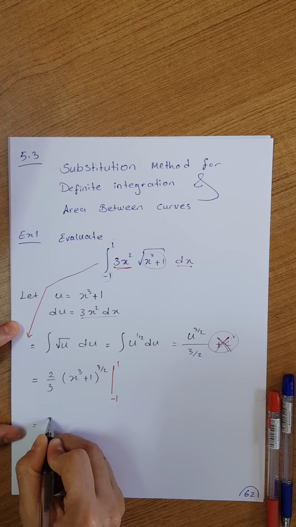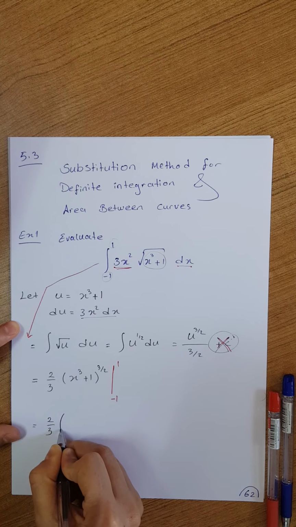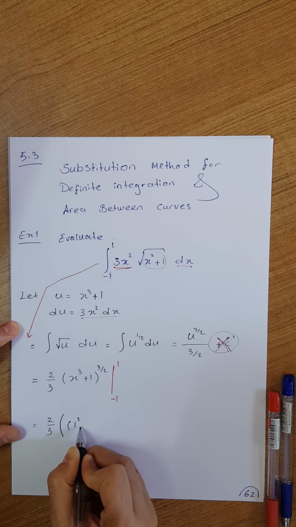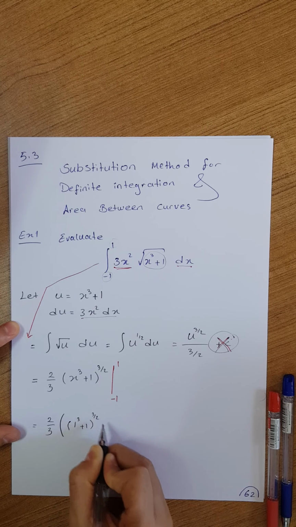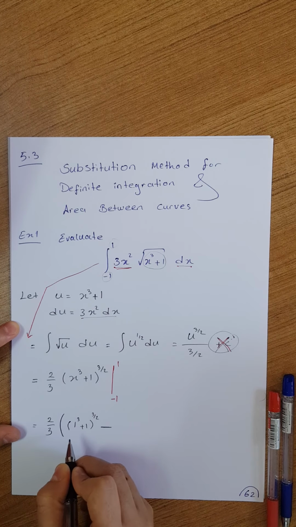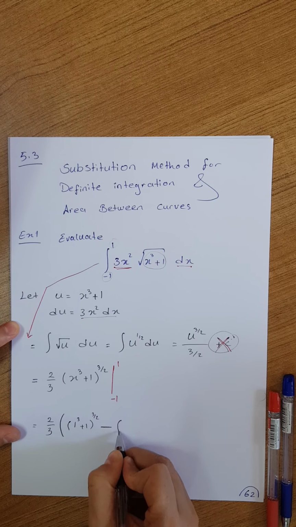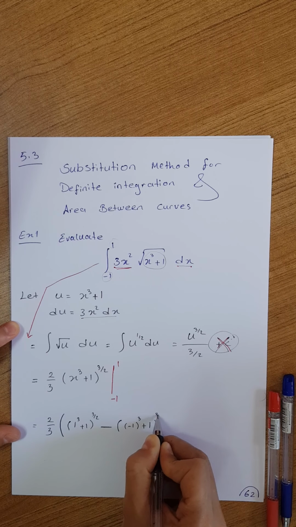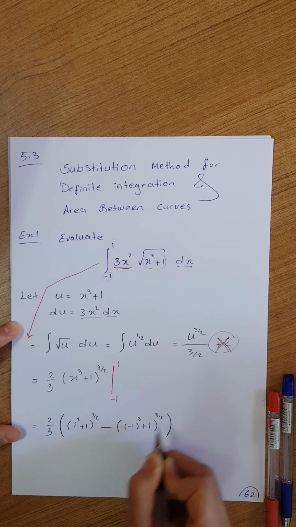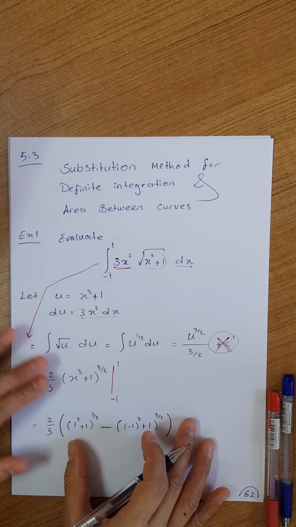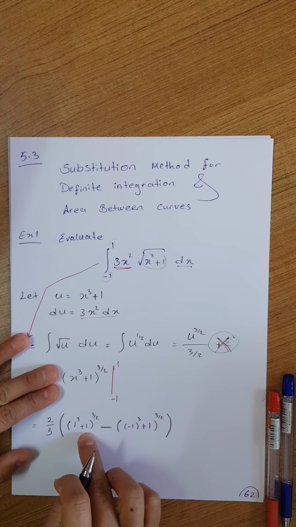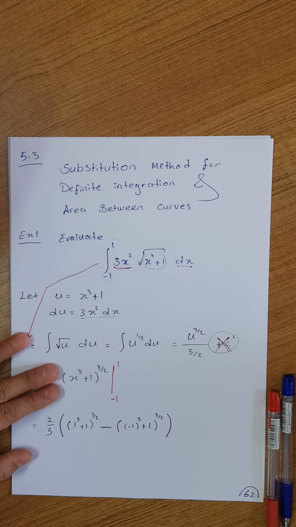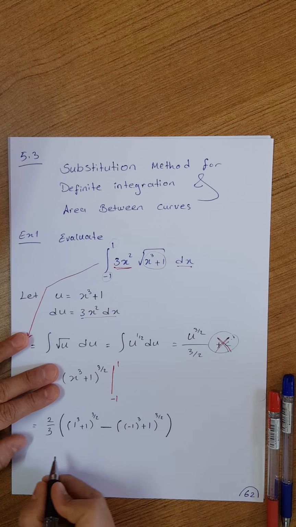It's easy. That will be 2 over 3. Okay, I will open a big bracket. First, we are inputting 1 into here. That will be 1 to the power of 3 plus 1, all to the power of 3 over 2. And then there is a minus, you know, for definite integration. Then I'm inputting that minus 1 into there. Minus 1 to the power of 3 plus 1, all to the power of 3 over 2, and all closing the bracket. Look, that 2 over 3 is for all of them. Once I put 1 into the function that we have got, minus, then I put negative 1 into the function that we have got, and that will give me a result.